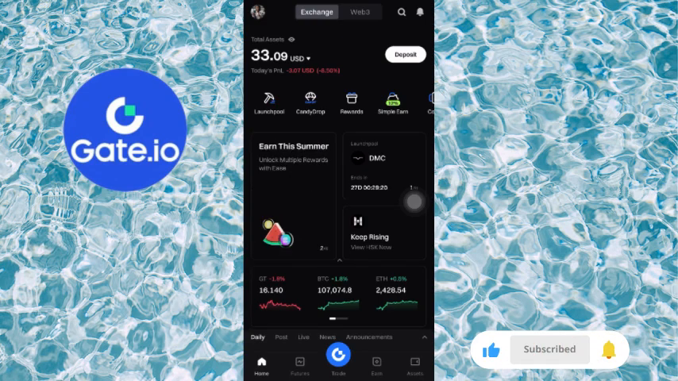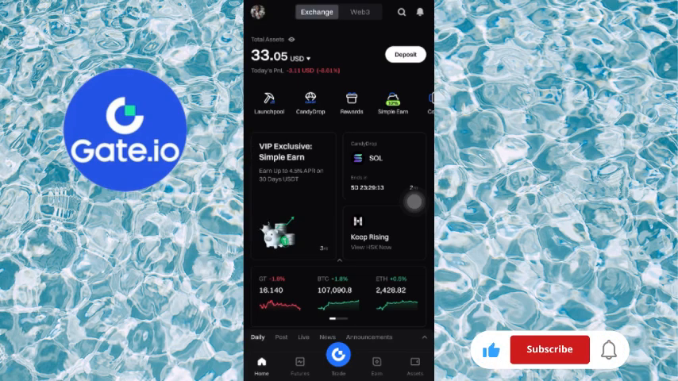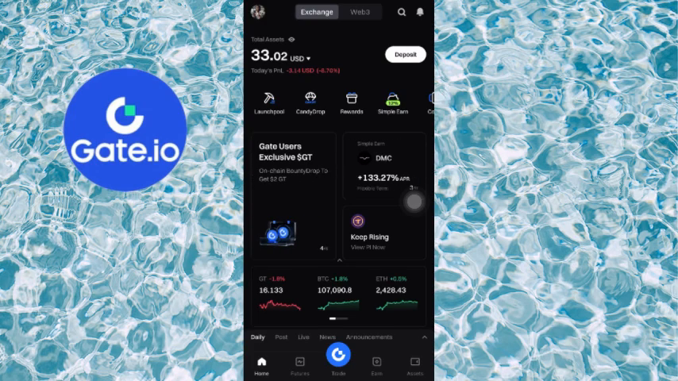Let's get started. So for you to buy your Bitcoin, your BTC on gate.io, you have to make sure that your gate.io account is verified, so you'll be able to carry out transactions. In case you have not verified it, you can go over to verify it.